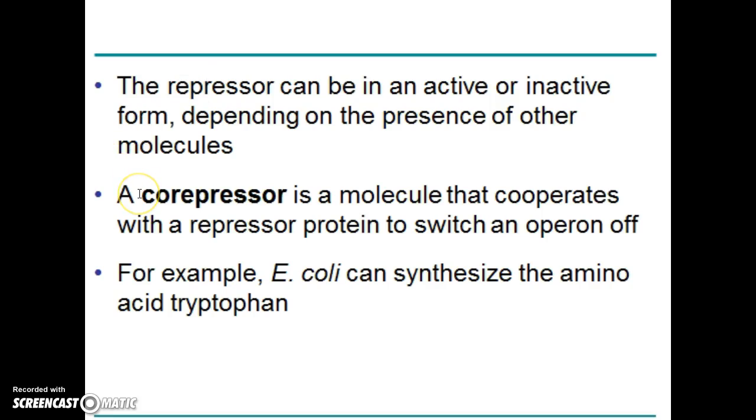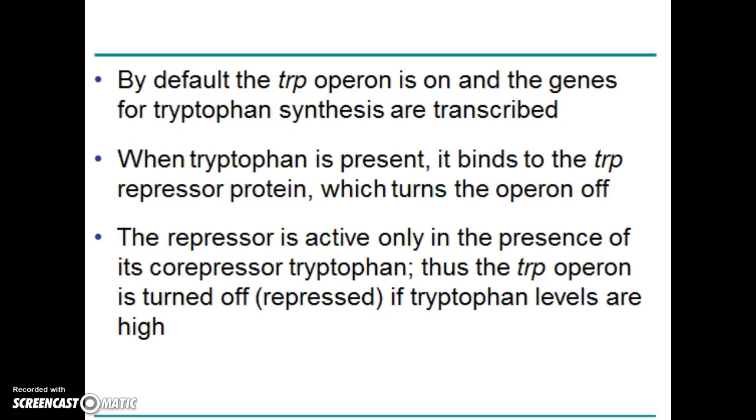A co-repressor is sometimes used. We'll be looking at a co-repressor shortly. It's a molecule that works in conjunction with the repressor protein to switch an operon off. Now looking back at the trp operon, the section of DNA that codes for tryptophan in E. coli, by default that trp operon is turned on. And the genes for tryptophan are synthesized. And then when there's enough tryptophan present, it binds to the trp repressor protein, turning the operon off.